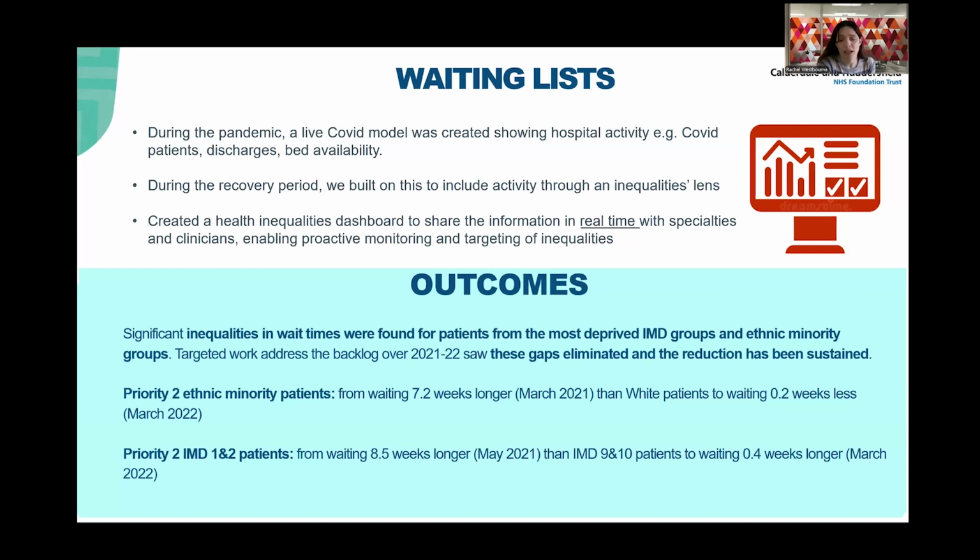We saw a similar inequality for people living in the most deprived communities as well. So when we looked at priority IMD 1 and 2 patients, they were waiting at the height of waiting times 8.5 weeks longer than patients from the least deprived deciles, IMD 9 and 10. But again, over the course of a year, we saw that reduce to them waiting just 0.4 weeks longer. And these are metrics that we continue to monitor as well, so that we can respond quickly if we note an inequality starting to emerge again.